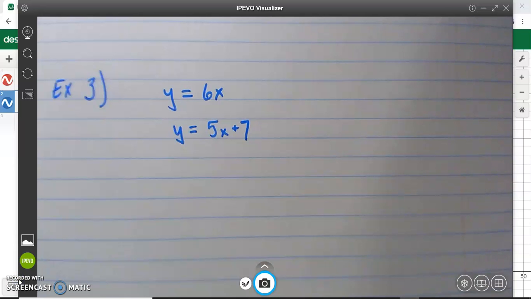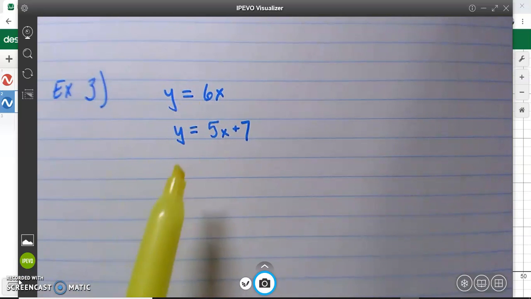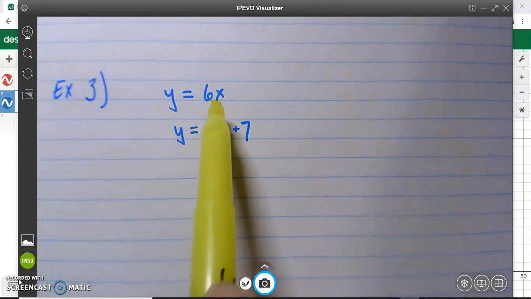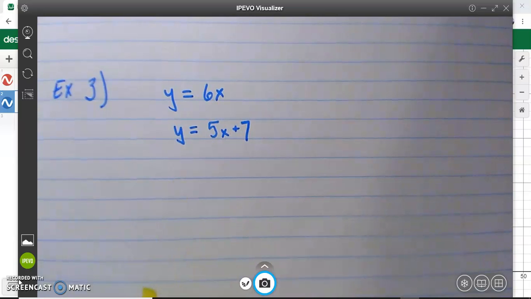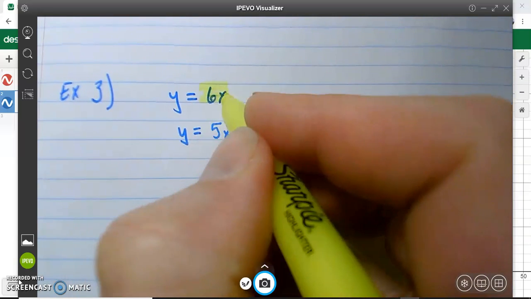Let's try one more example. This one's a little bit more typical of what you'll see. This time again I have two expressions and they're both equal to y. Because I have them both equal to y, I know that I can plug in either expression into the other one. It wouldn't matter which one. Last time I did the bottom into the top, so this time I'll do the top into the bottom.